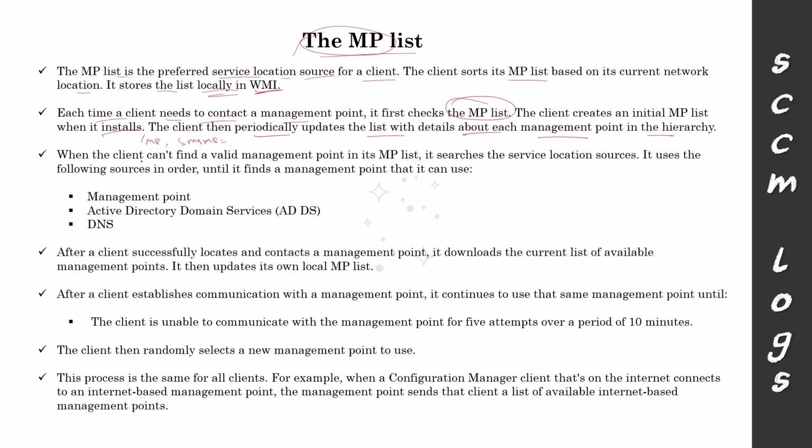So when a client can't find a valid management point in the MP list, it searches the service location sources. It can use the following order. First, it will search the management points in the hierarchy. Then it will search Active Directory and then DNS. For Active Directory, we already extended the AD schema, so the AD will have the information about the site servers.